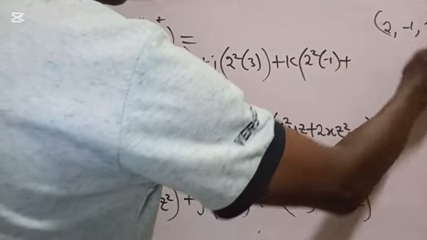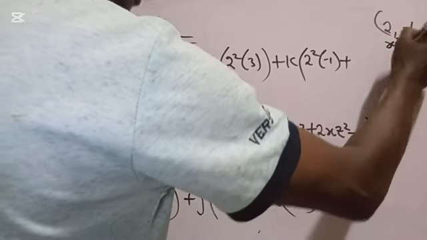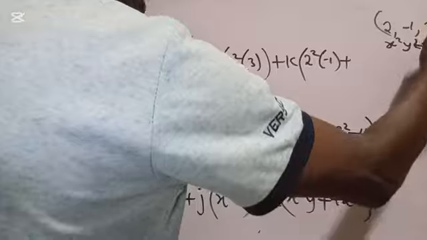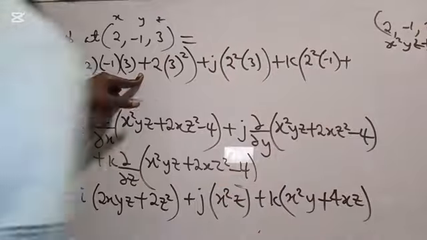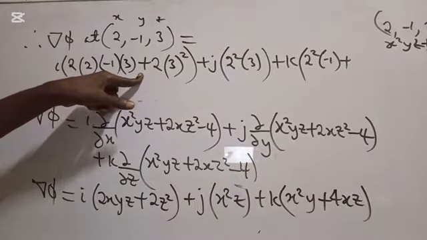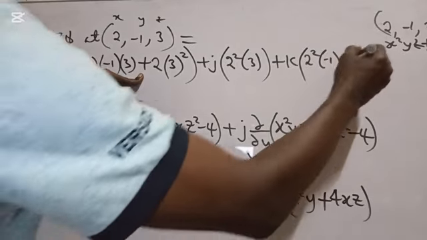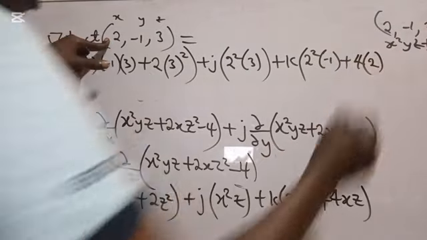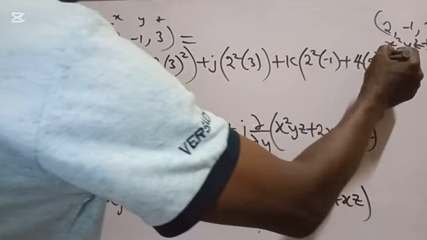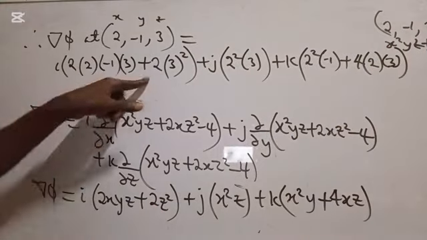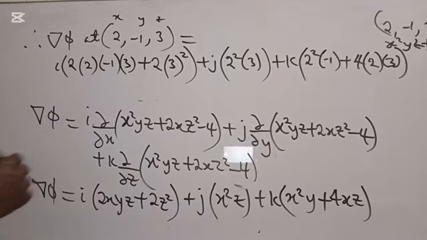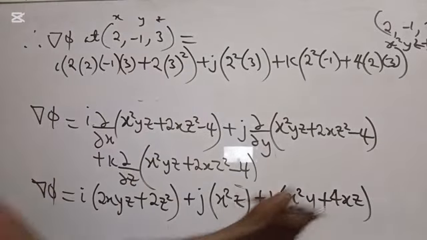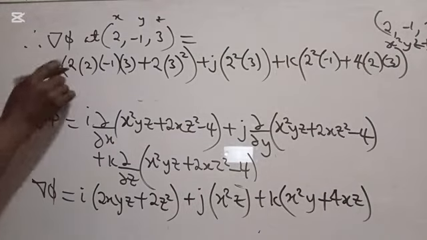Let me write this again better: x squared yz plus 2xz squared minus 4, because I may need it. Now plus 4x, my x is 2, beautiful, then multiply by z, which is 3, beautiful. So I think that is correct. Yes, let's check. Okay, y, yes.